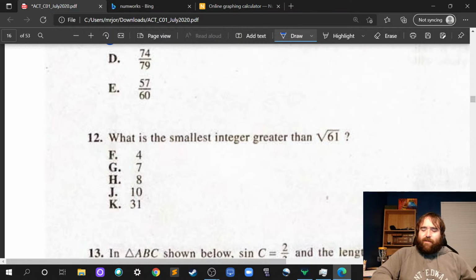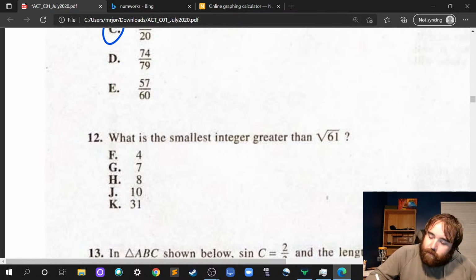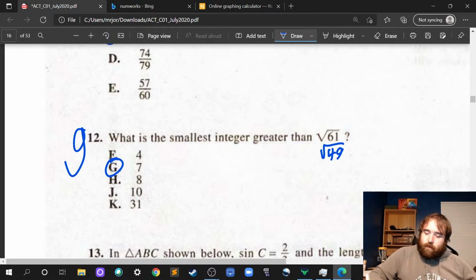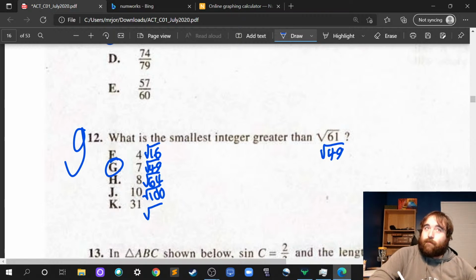What is the smallest integer greater than the square root of 61? Well, 6 squared is 36, 7 squared is 49, 8 squared is 64. So, the square root of 49, which is 7. So basically the idea is like this is the square root of 16, this is the square root of 49, square root of 64, square root of 100, and square root of... 961. Yeah.